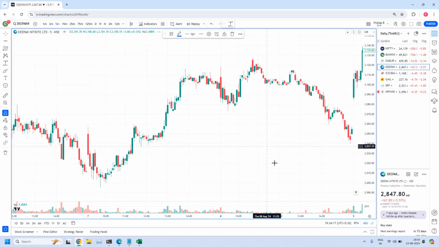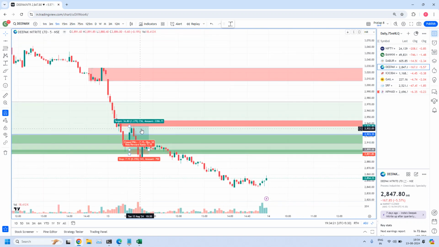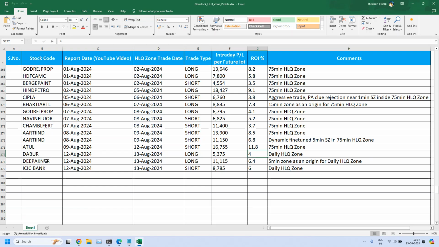Okay, how much profit DEEPAKNTR has given till that 5 minute fine-tuned area? Here we have 1:5.15 RR. Second thing, there is already more than 6% ROI. So in DEEPAKNTR, it has given 11,115 rupees profit, which is 6.4% ROI during the intraday. So excellent profit. See, you have two successful trades: the first one is DABUR and another one is the DEEPAKNTR trade.